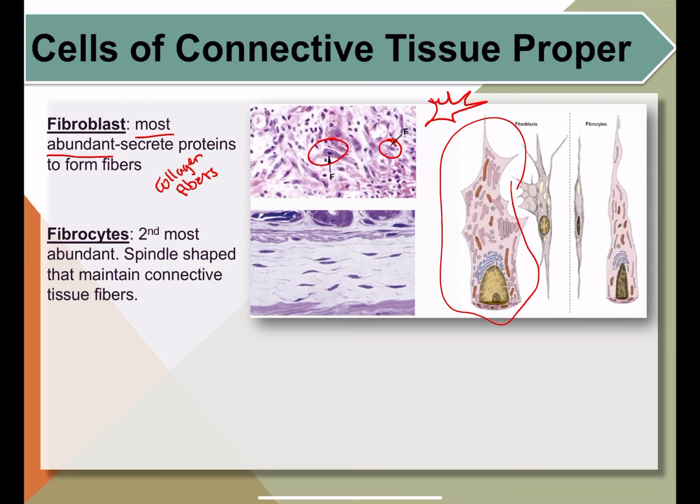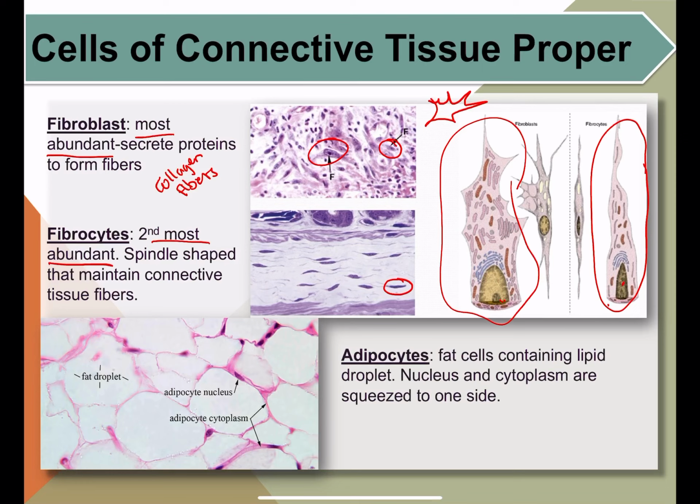And then fibrocytes are the second most abundant type of cells within the connective tissue proper. They are usually spindle shaped, something like this, therefore maintaining your connective tissue fibers. So fibrocytes are these, fibroblasts are these, so make sure you don't confuse the two. It is fibroblasts that actually secrete proteins to form those fibers.